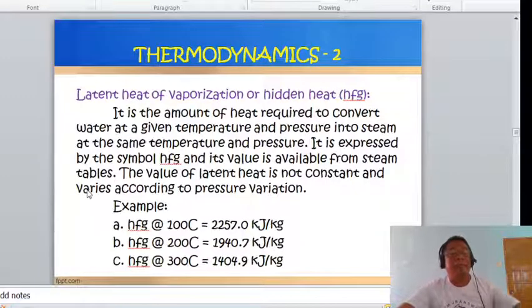Example, okay. Take note class. At 100 degrees Celsius, the enthalpy or the hidden heat is equivalent to 2257, or the latent heat of vaporization. At 200, that is 1940.7, and at 300 is 1404.9.